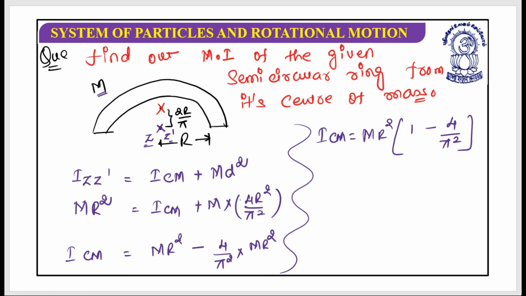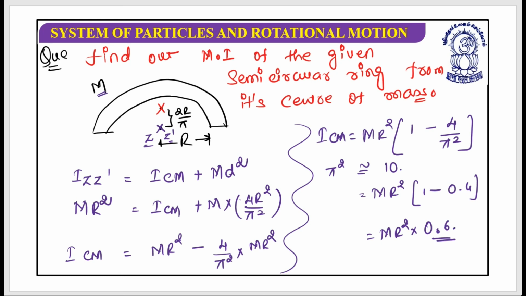Have you got this? Are you sure? If I understand pi square approximately equals to 10, if I take this, then it's mr square into bracket 1 minus 4 by 10, which is 0.4. So this is mr square multiplied by 0.6. This is the moment of inertia through center of mass. I hope this is clear. Is it clear?